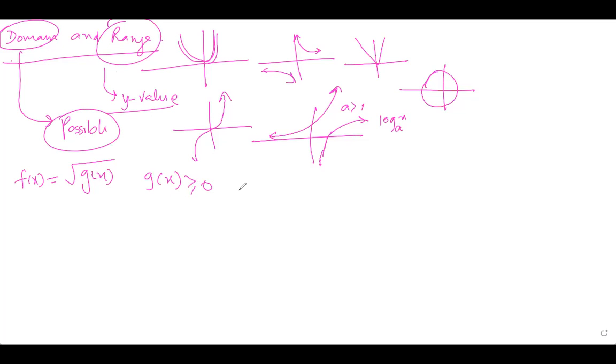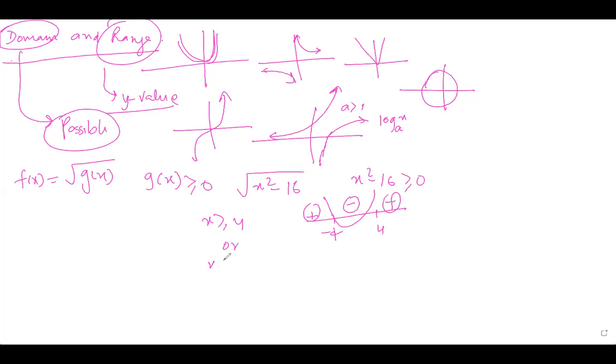Now, for example, if you have x squared minus 16, then x squared minus 16 must be greater than or equal to 0. You get the roots as -4 and +4, with positive here, negative here, and positive here. So your domain for this will be x greater than or equal to 4, or x less than or equal to -4.